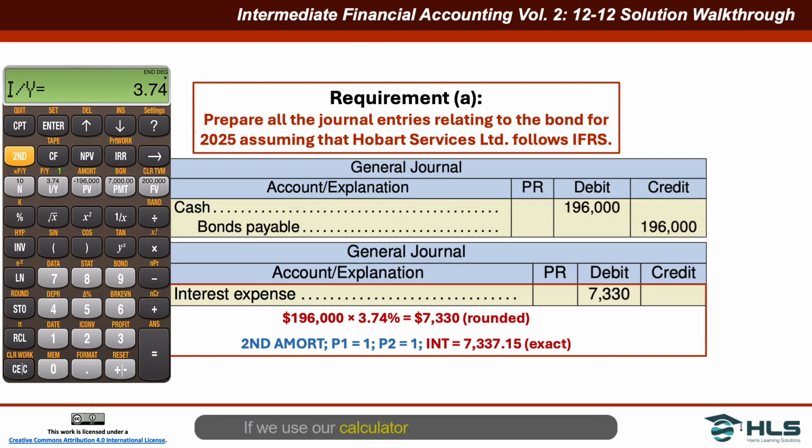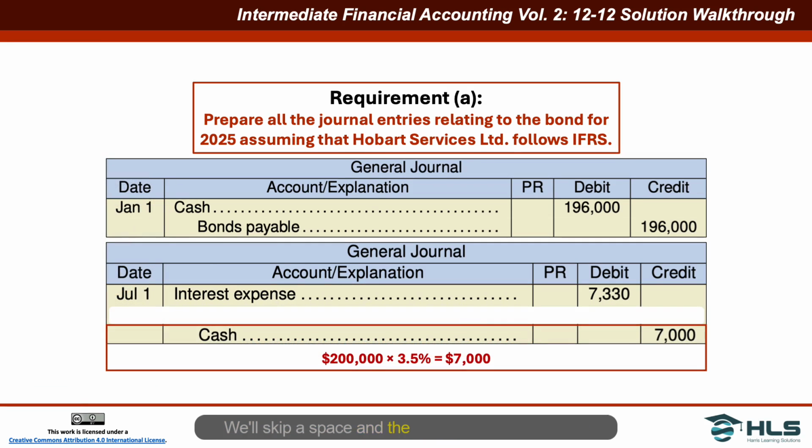If we use our calculator to save us some time, we use the amortization feature by pressing the second function key and then PV, where you see above that it says amort. For P1, we want that to equal 1, so type 1 and press enter. Press the down arrow. For P2, we also want that to be equal to 1, so type 1 and press enter. And then if you press the down arrow until you see INT, that's the interest expense. And the exact number is $7,337.15, which is $7 off the rounded number, because if we do this manually, we're using a rounded number for the yield of 3.74, and the exact amount is a little bit different.